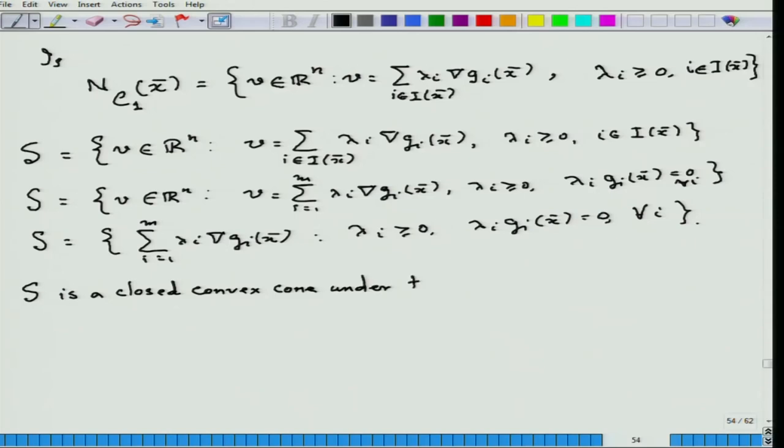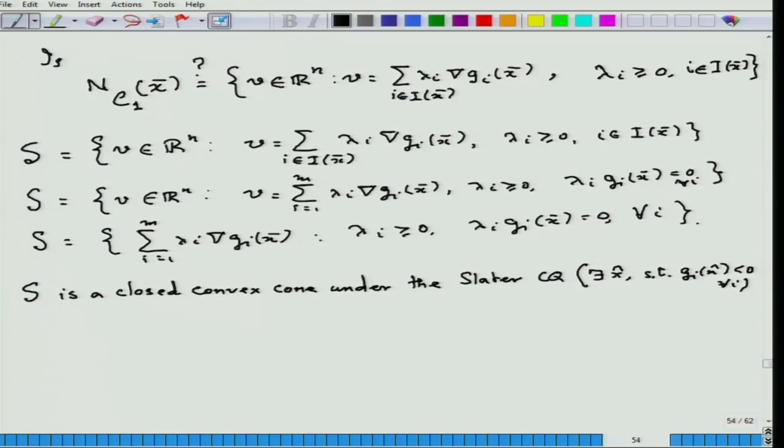under the Slater constraint qualification, which we have said earlier, that there exists x_sat such that g_i(x_sat) is strictly less than 0 for all i. So, we are trying to figure out this question. Now, we will do it step by step.